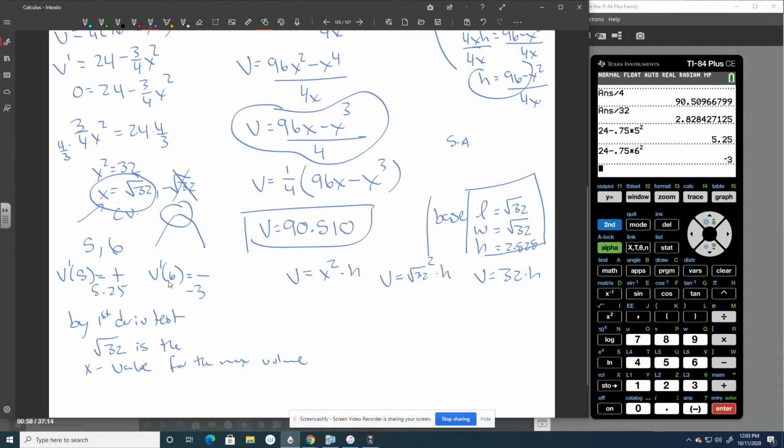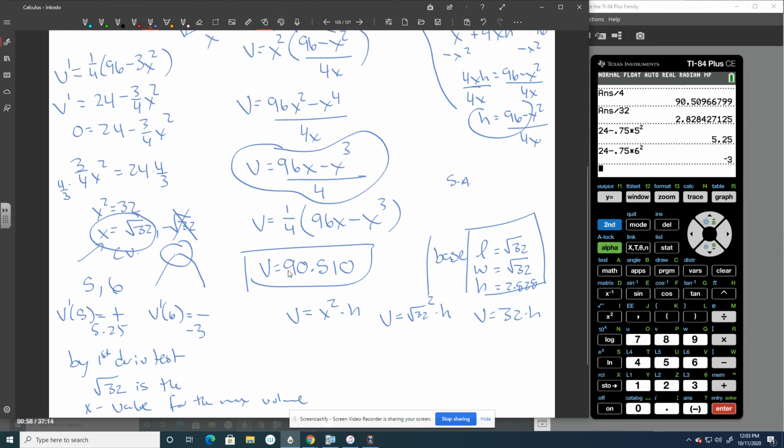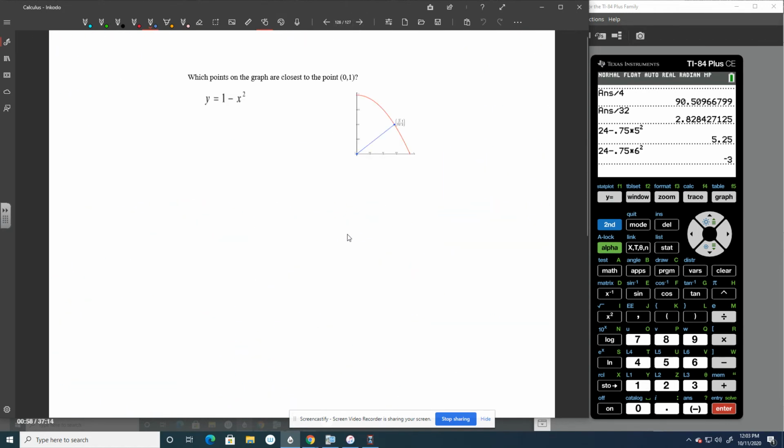And if you're confused about that proof, we'll talk about that one a little bit more in class. We'll talk about having to show that. It's not hard to do. You just have to make sure that you acknowledge that that is happening, okay? All right, let's do one more. Which points on the graph are closest to the point 0, 1?